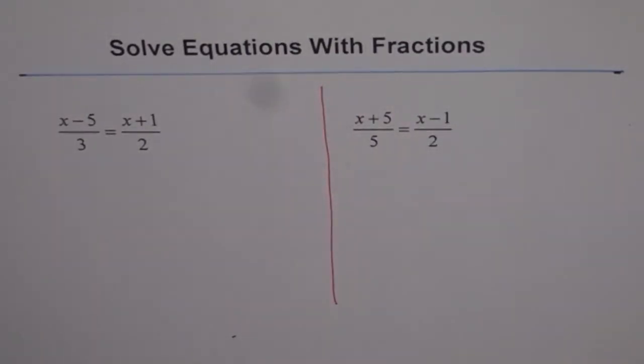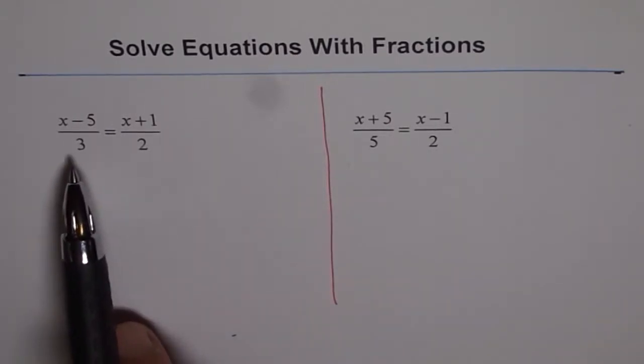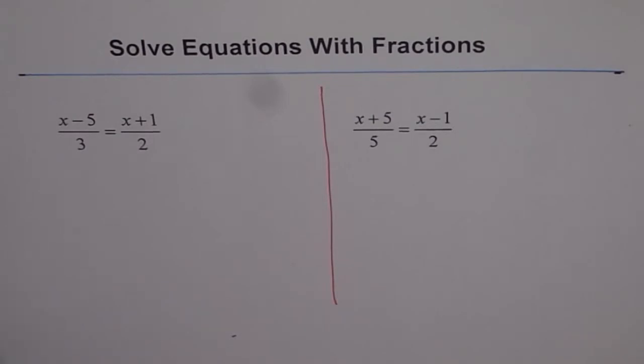Now we can follow a couple of strategies here to solve this equation. So this time let's do one thing. Let's multiply by the lowest common multiple to get rid of the fraction. So that is a strategy which we are going to use here now.